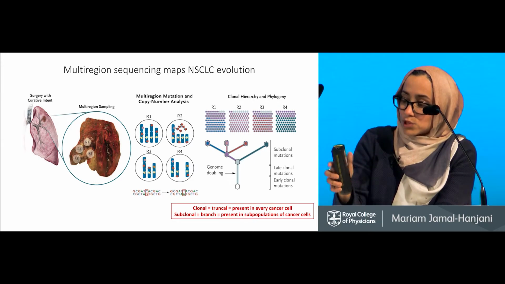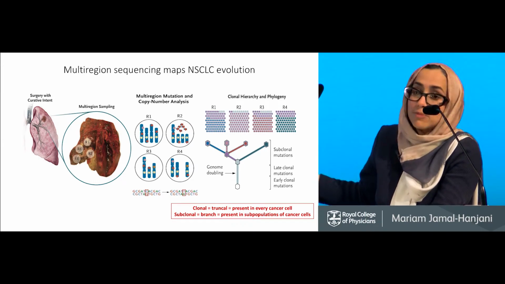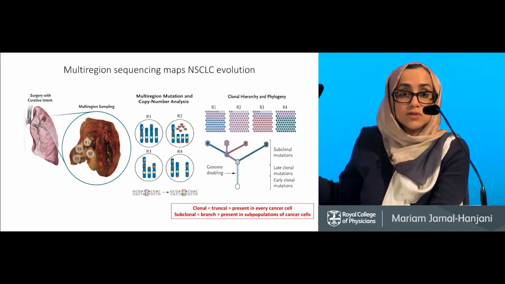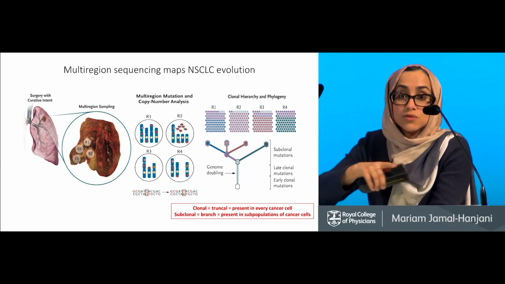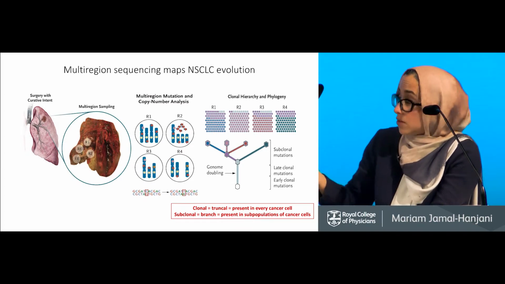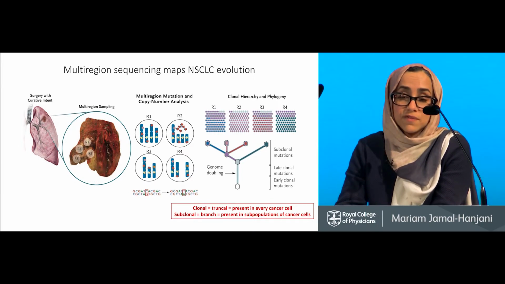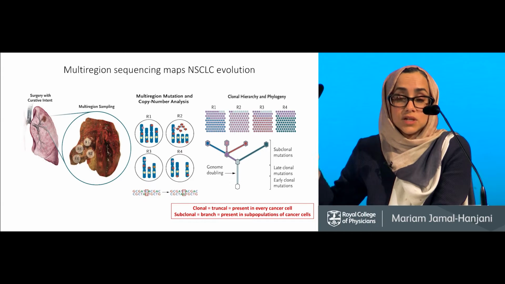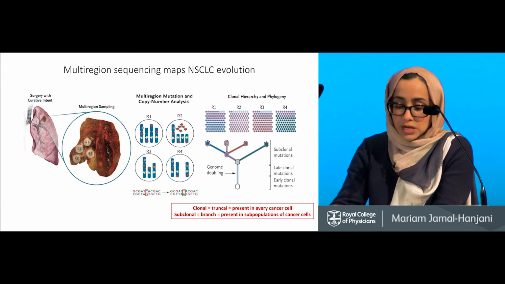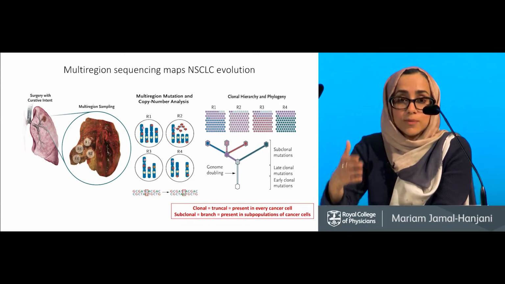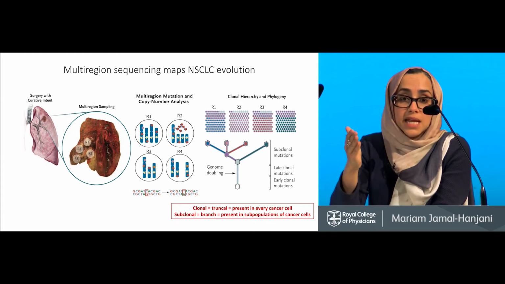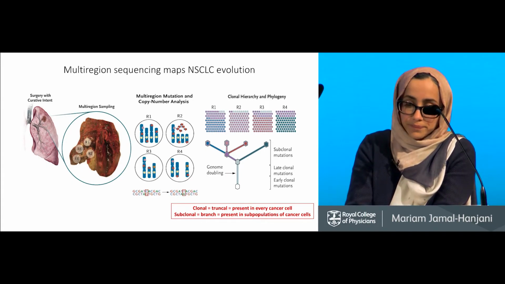And on an evolutionary or phylogenetic tree, the trunk represents clonal mutations or genetic events. These are present throughout the tumour in all cancer cells, versus those on the branches or subclonal genetic events. The subclonal branch events occur later on in tumour evolution, as opposed to clonal, these are abnormalities present from the very beginning, that cancer cell that goes on to lead to a heterogeneous tumour mass.